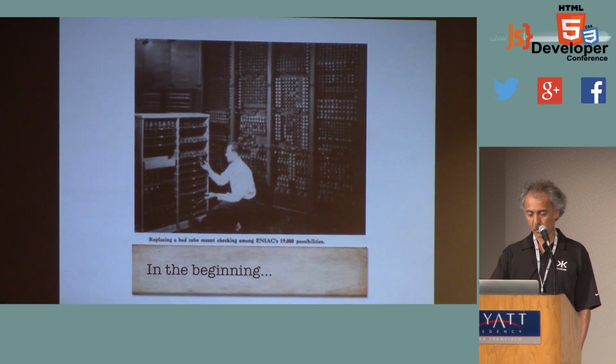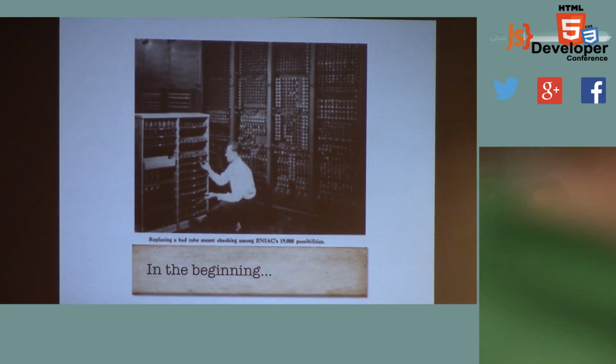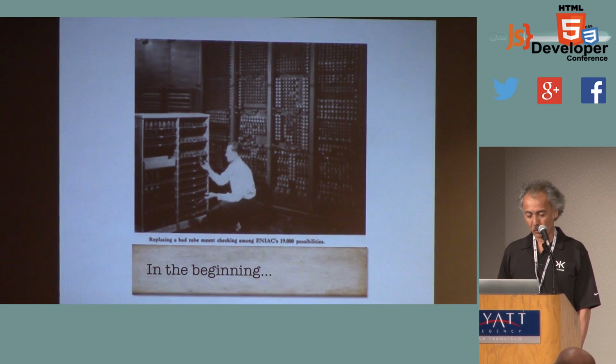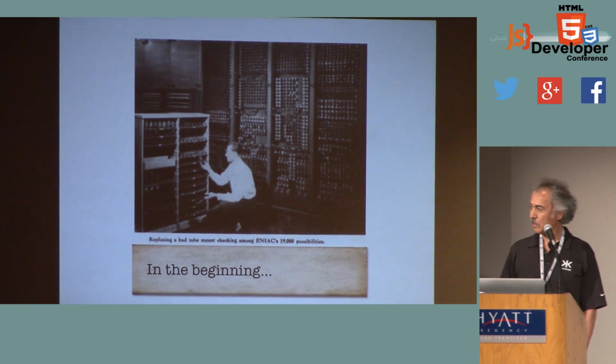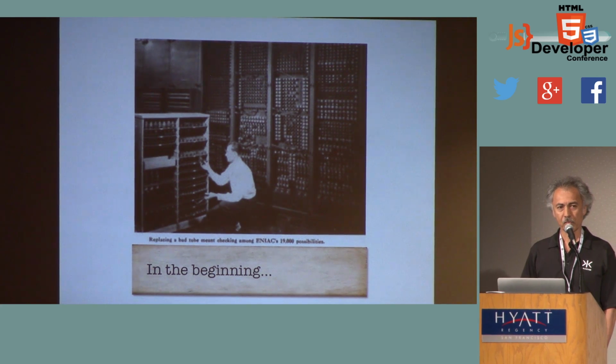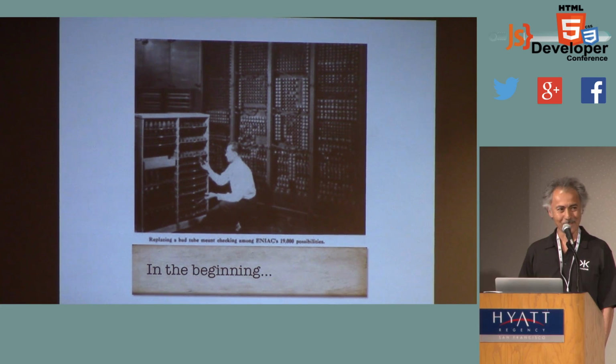I added this picture, probably the first cloud system, for no reason, but I thought it was cool. I mean, here's his 19,000 tubes. This guy's changing a tube in one of the first computers. How many transistors does an i7 have? Like 2 billion. So from 19,000 circuits to 2 billion.